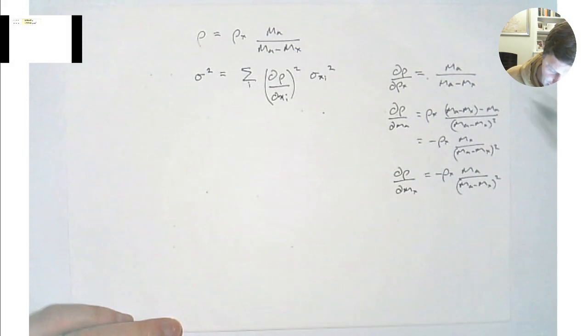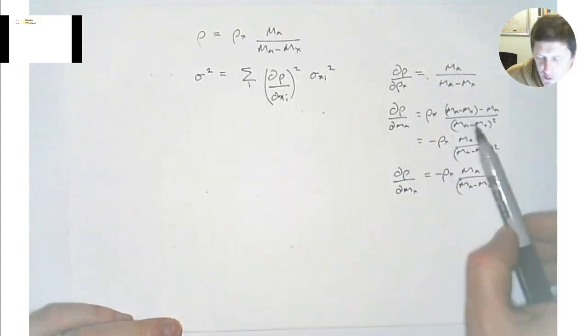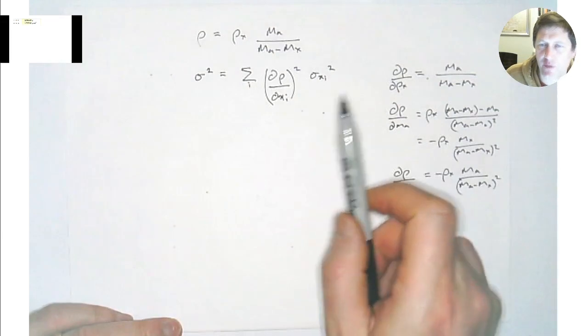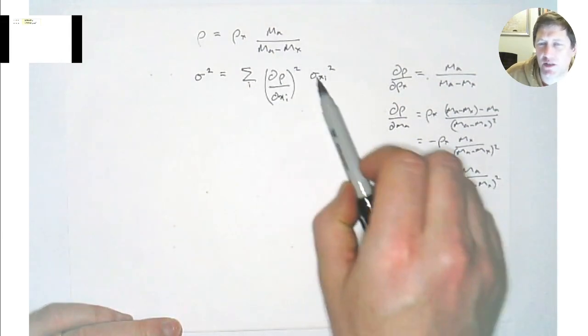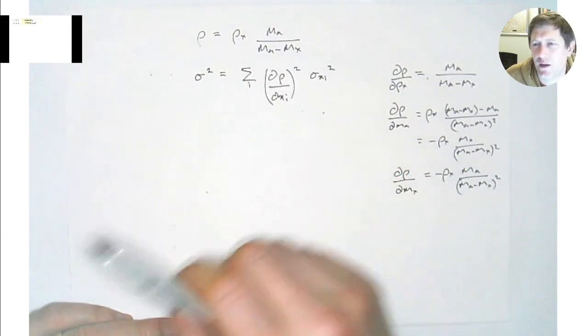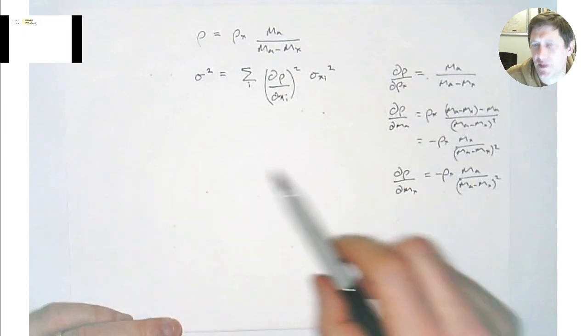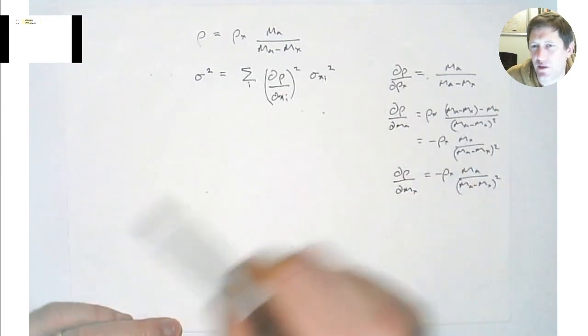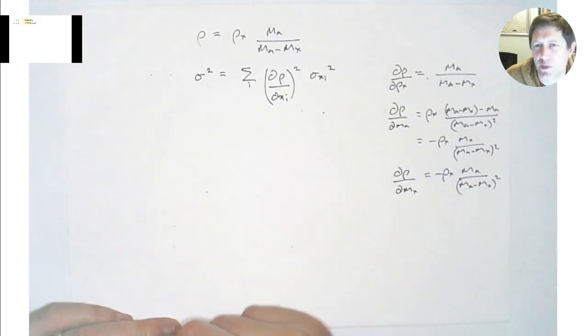So we can find what these are now for each of our pairs of values of ma and mx, and we know what rho x is. For each of those situations we can find it, we can square it, we can multiply it by the uncertainty of the parameter there, and we can then add them up. So we've got three parameters, so there are going to be three terms in this summation, and each term in the summation is associated with a different parameter. It's the way that the error associated with that parameter gets propagated.